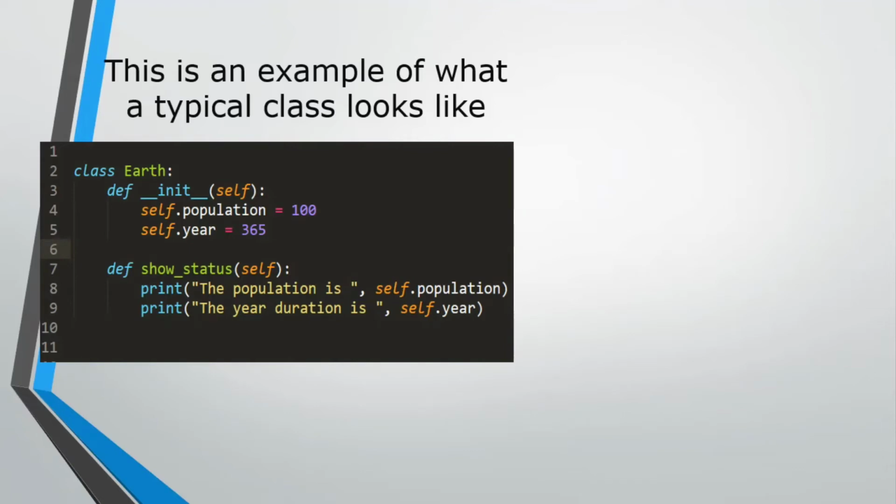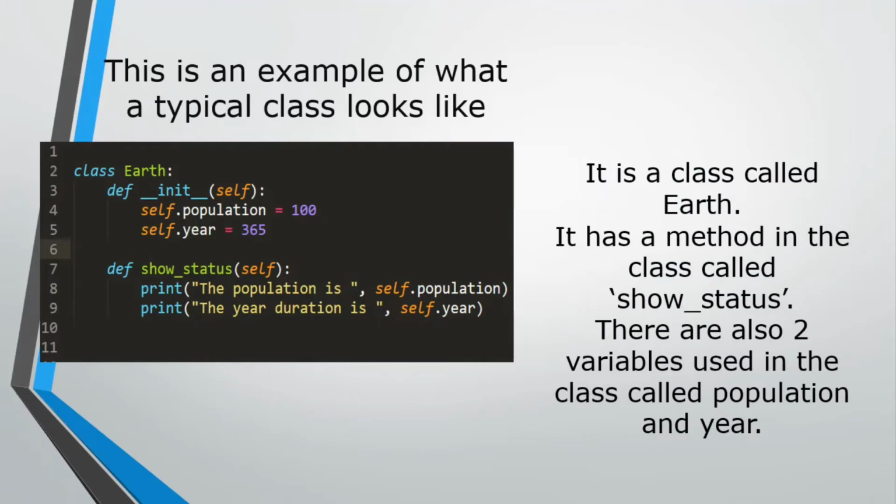Now, this is what a typical class looks like in Python. You don't have to worry about understanding each and everything that's shown right now. Just for simplicity's sake, let's continue with this for now. The class here is named Earth. Let's just call it a class Earth. It has a method that's called showStatus. Methods are functions in a class. Functions can act on the data that is present inside classes. There are also two variables used in this class. They are called population and year.